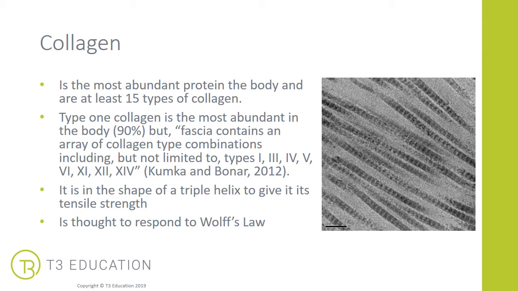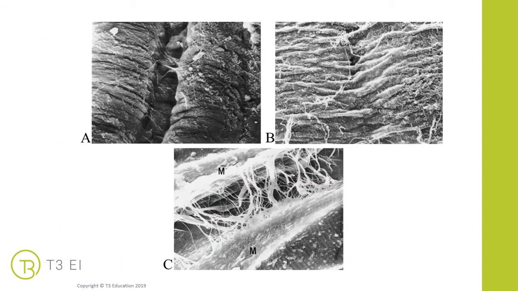The shape of collagen is a triple helix, which gives it its tensile strength, and gram for gram it's been suggested that collagen is stronger than steel. So it's a really strong fibre within the body. And it's also thought to respond to Wolff's law. So Wolff's law is the bone's ability to adapt when regular loads are placed on it, becoming stronger. So mechanical stress, mechanical force over time increases the osteoblast activity, strengthening bones and increasing bone density. And it's been thought that collagen has a similar response to Wolff's law.